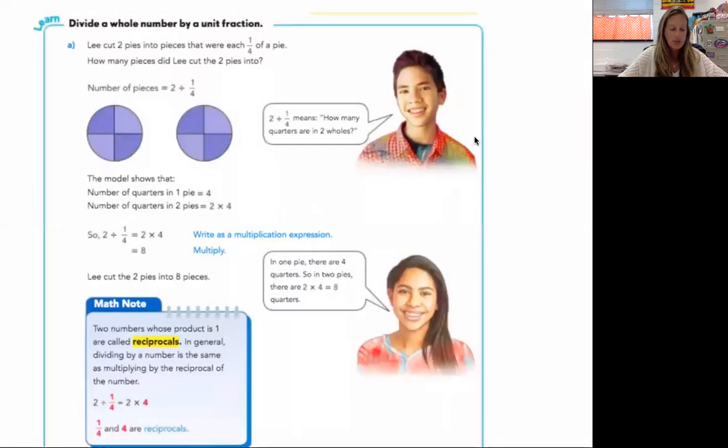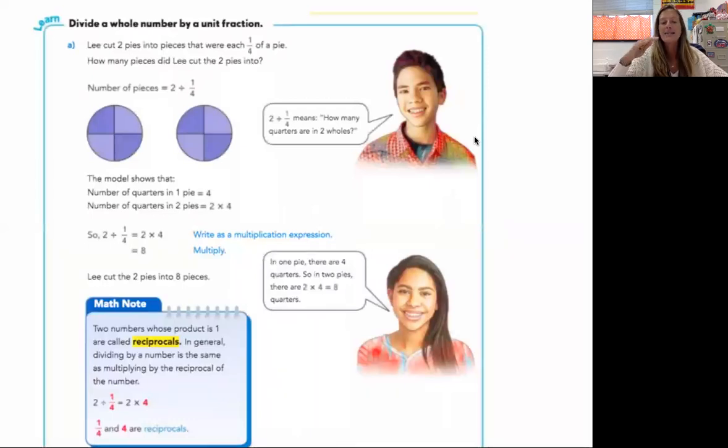So here we're going to start with dividing a whole number by a unit fraction. And a unit fraction is where your numerator is 1. So here we've got Lee cut 2 pies into pieces that were each 1/4 of a pie. How many pieces did Lee cut the 2 pies into?